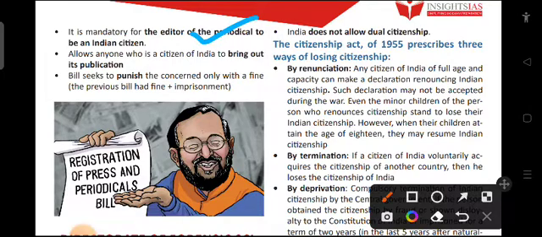Allows anyone who is a citizen of India to bring out its publication. So anyone who is from India can bring out this publication. Bill seeks to punish the concerned only with a fine. The previous one had fine and imprisonment. So this is a kind of reduction in punishment, and this will increase the press freedom also.